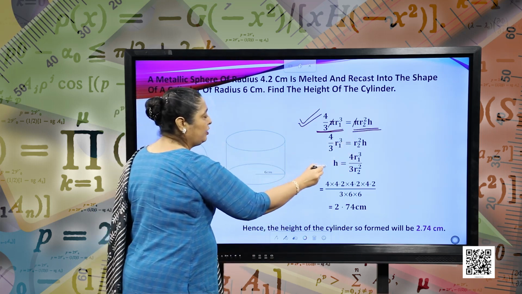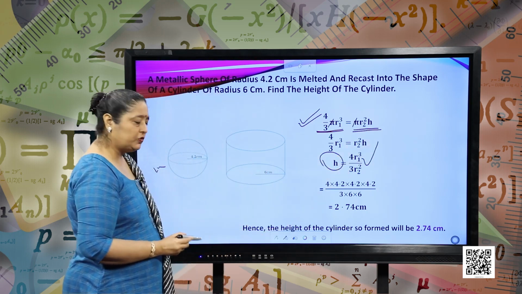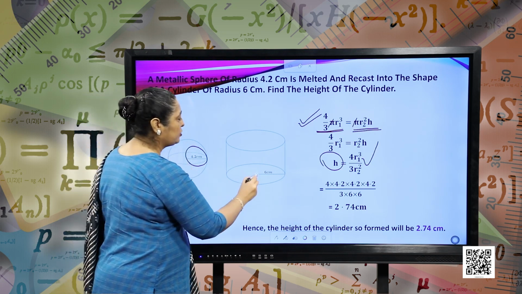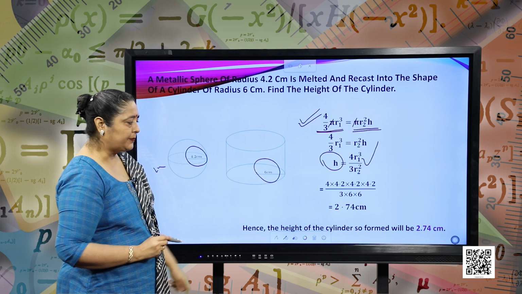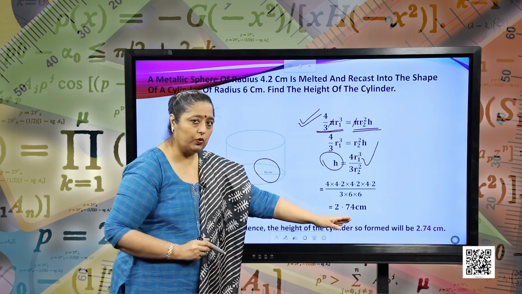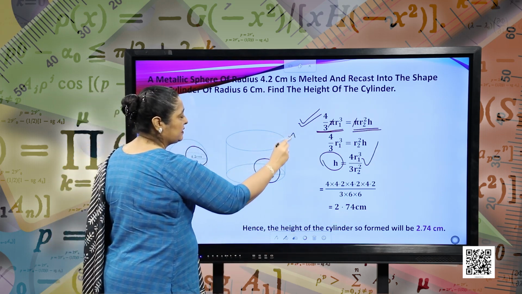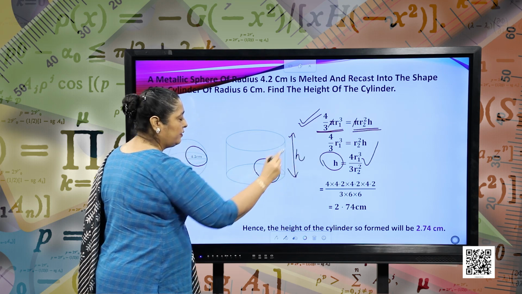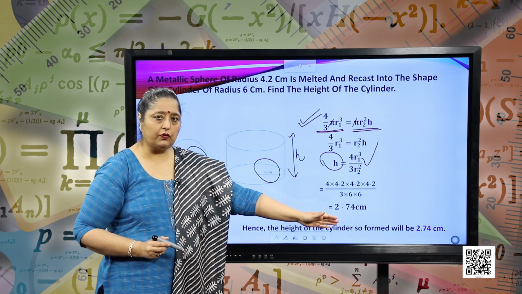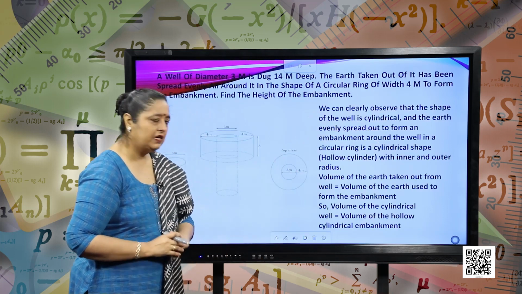Now, we can find the value of h in terms of the radius. Why in terms of radius? Because we know the value of the radius of the sphere as well as the radius of the cylinder. Substituting the values, we have the value as 2.74 centimeter. This is the height of the cylinder formed from the sphere, which is 2.74 centimeter. I hope this question is clear. So, let us move forward to our next question.